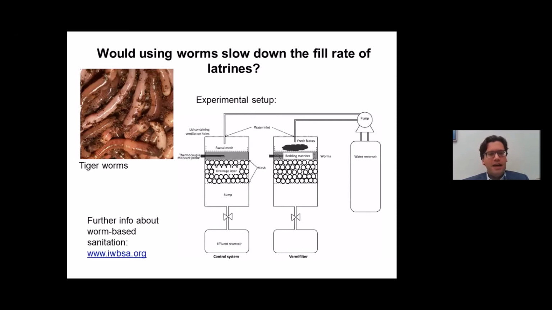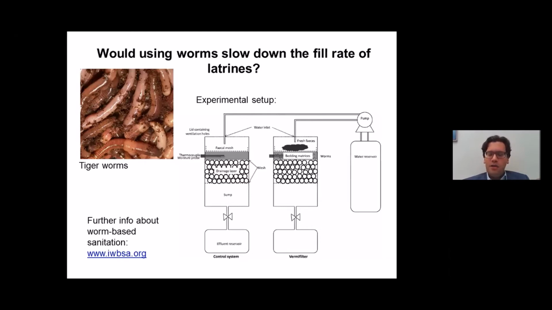We called our latrine the tiger toilet, not because it's a toilet for tigers, but because it uses tiger worms, which are shown on the left side of the slide. They're called tiger worms because they have stripes on them. They're more or less a ubiquitous worm, found all over the world. You don't have to bring the worms from the UK. You can use local worms.